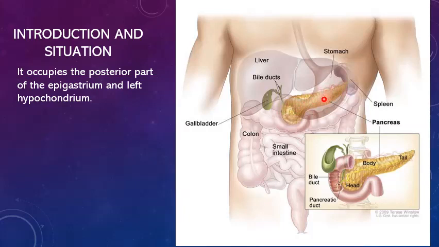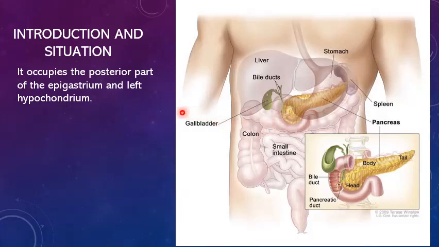Right, and it lies behind the stomach. We can see the outline of the esophagus and the stomach here. The pancreas is separated from the stomach by the lesser sac. The lesser sac is a fold of the peritoneum that separates the stomach and the pancreas.